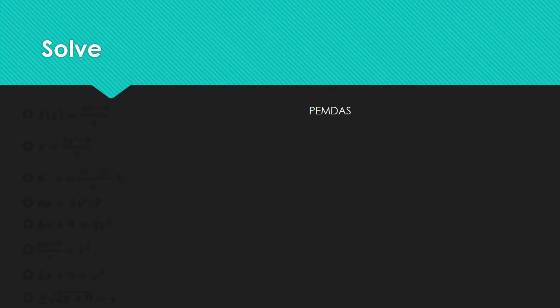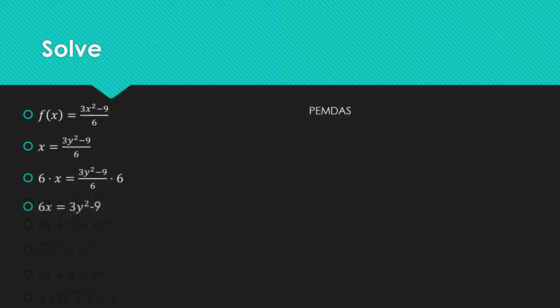Now, we're going to actually solve. You start off first with switching out the x squared on your equation for y squared. And we're going to multiply each side by 6 because we need to take out the 6 from the right side. And that's when you get 6x equals 3y squared minus 9.